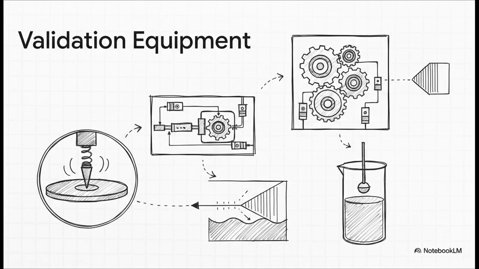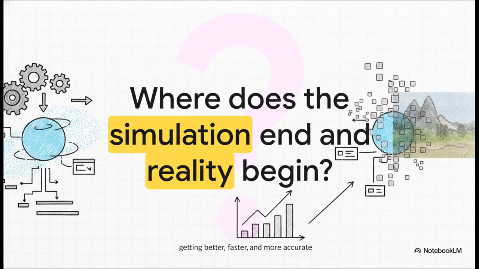And that validation process is not simple. It involves some seriously specialized lab equipment. For example, they use these devices called tribometers. And a tribometer is basically a tiny, incredibly precise machine designed to do just one thing: measure the exact amount of friction between two surfaces. That real-world data is then fed back to make sure the digital world and the real world are perfectly in sync. And that brings us to our final thought.